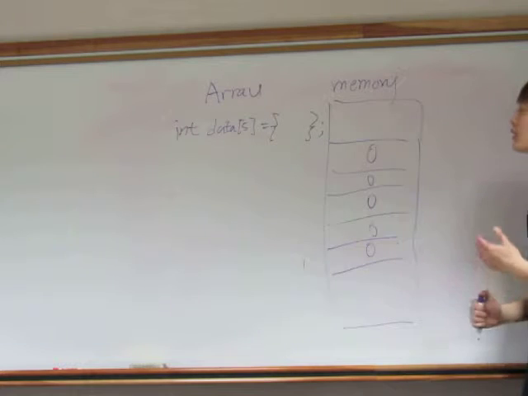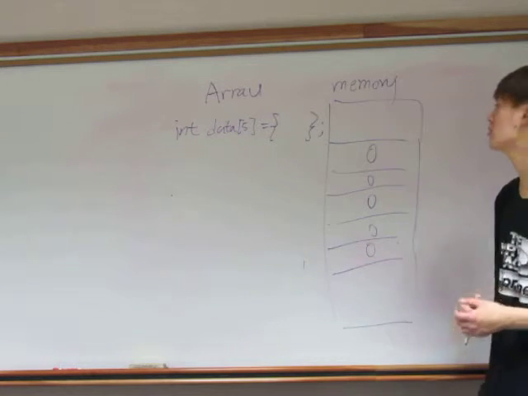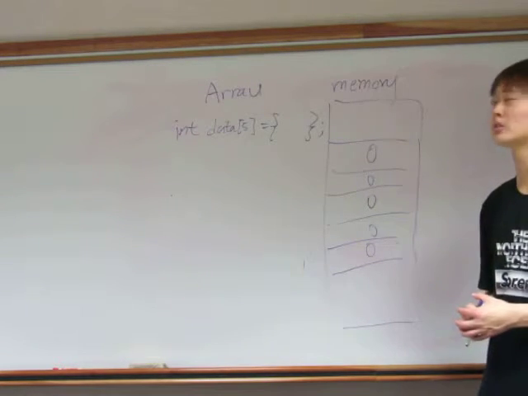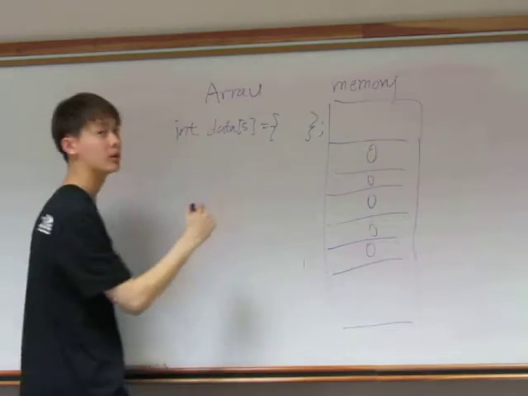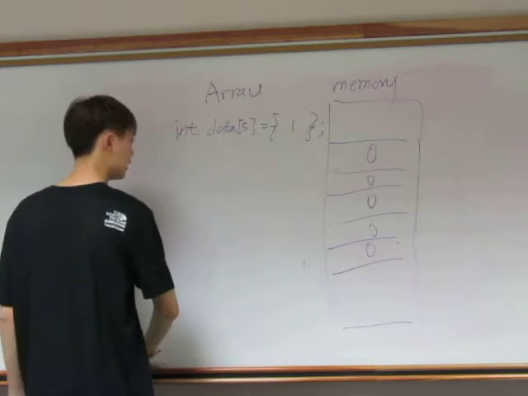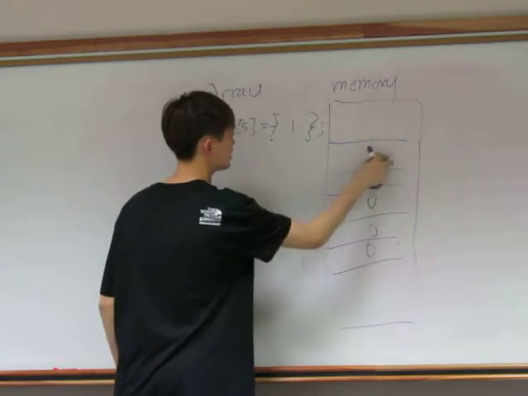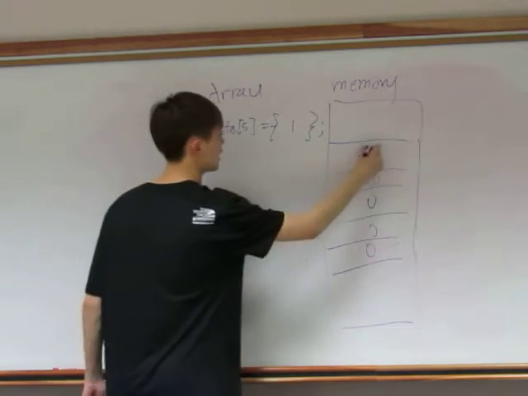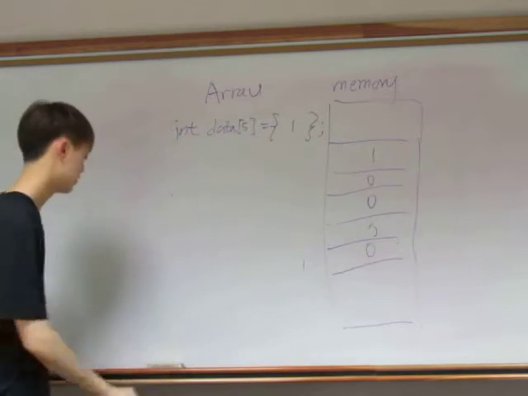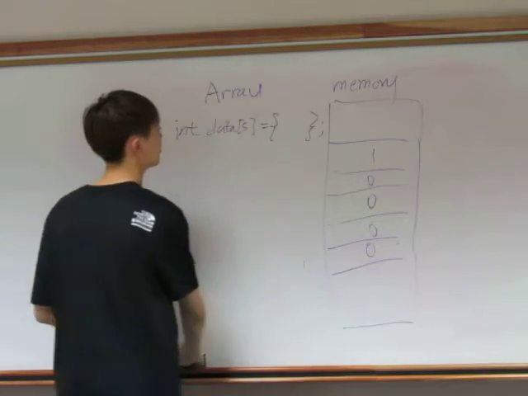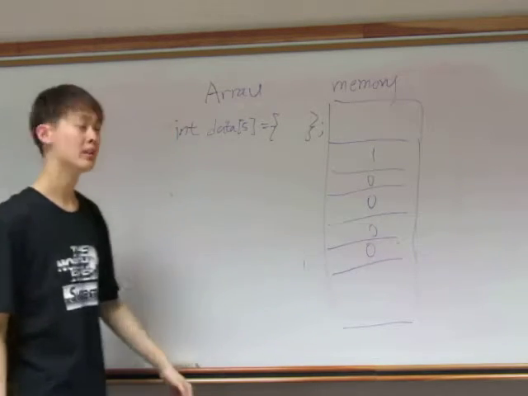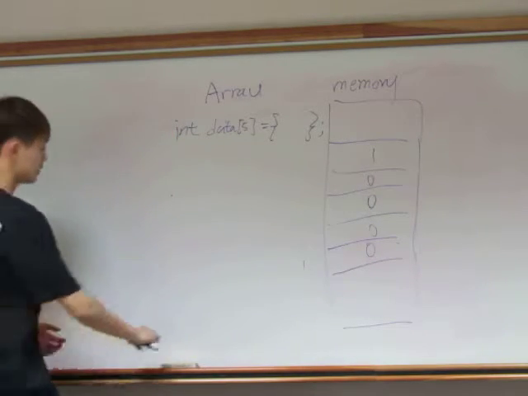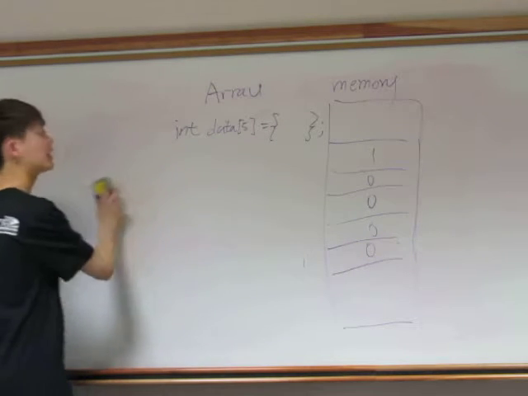If you have an array of 5 strings, it would just be 5 empty strings if you put nothing here. If you put, for example, 1 here, the first element would be 1, and the rest will be zeros. You could also put 1, 2, 3, 4, 5 here, and it would just become 1, 2, 3, 4, 5. That's how you basically initialize an array.